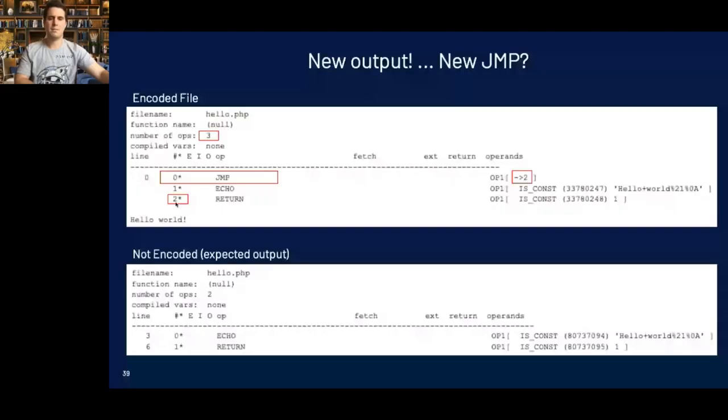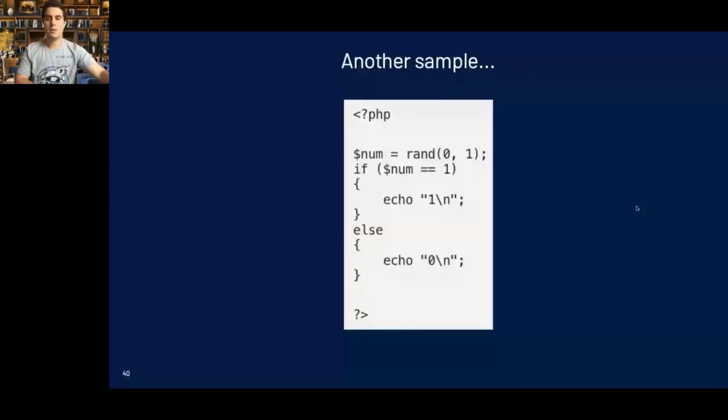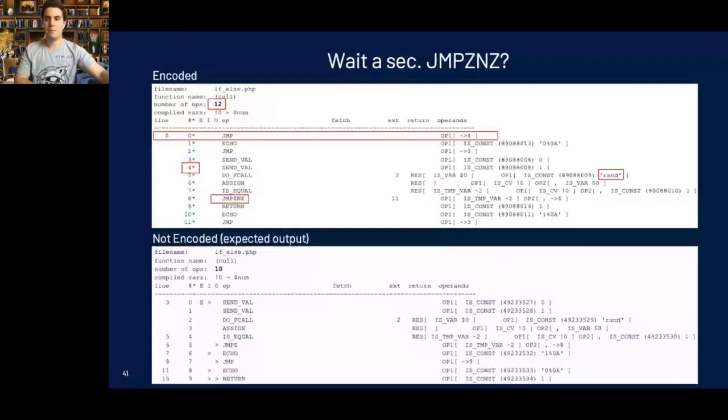So I needed to dive in a little bit deeper here. I started with this sample. We generate a random number, either 0 or 1, and depending on the random number, we'll either output a 1 or a 0. So it's pretty simple. When I encoded that and ran it through my VLD, I got similar output to what we did before.